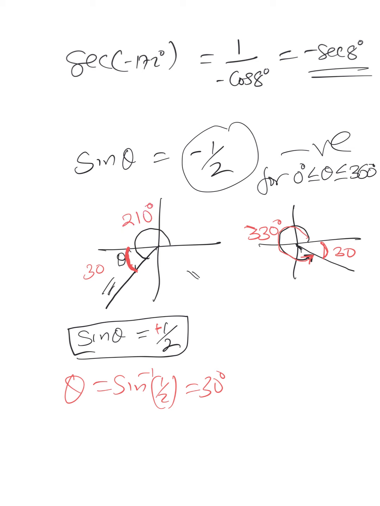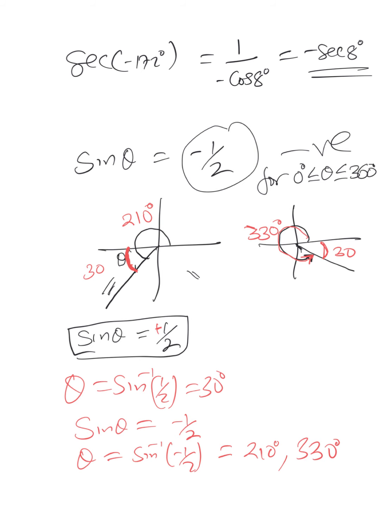Therefore, if we are solving sine theta equals negative a half, and want to get the values of theta, which will be the sine inverse now of negative a half, then we have two angles, 210 degrees and 330 degrees. So this is why I'm talking about the inclination properties of angles. It is really so important that you understand what I'm talking about.